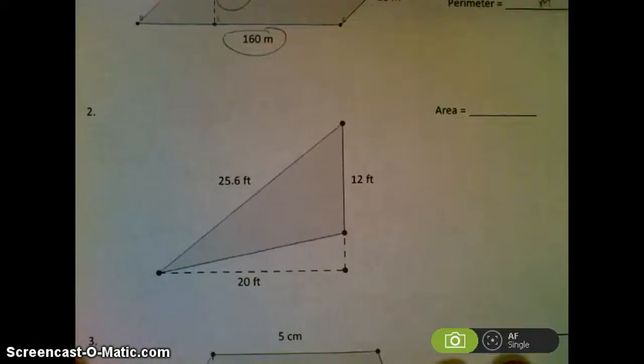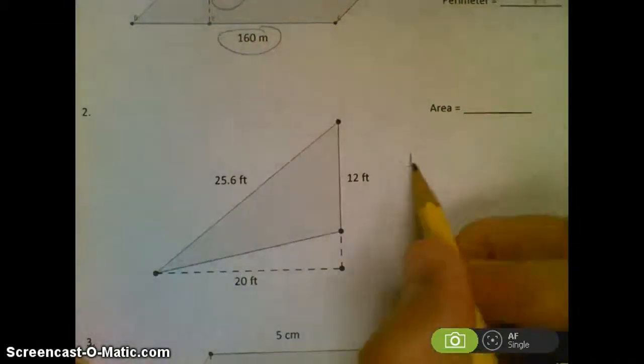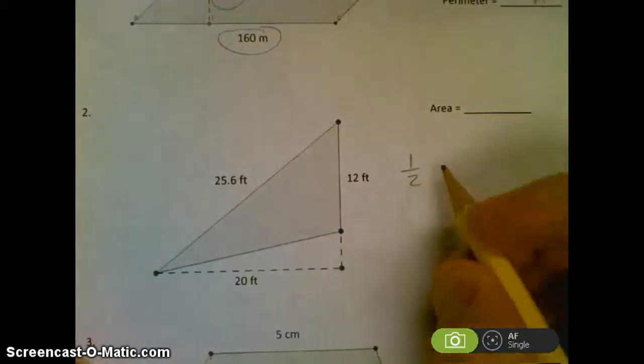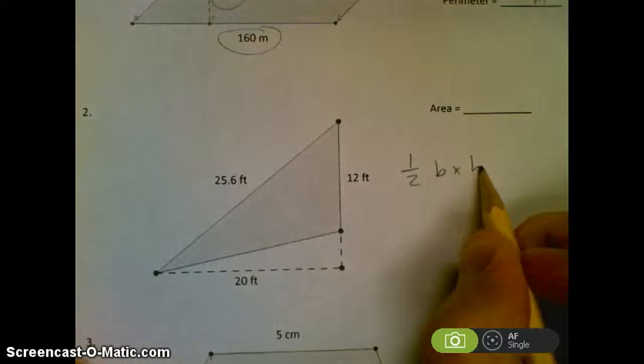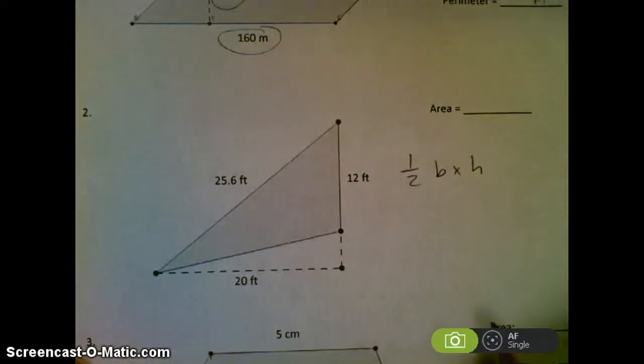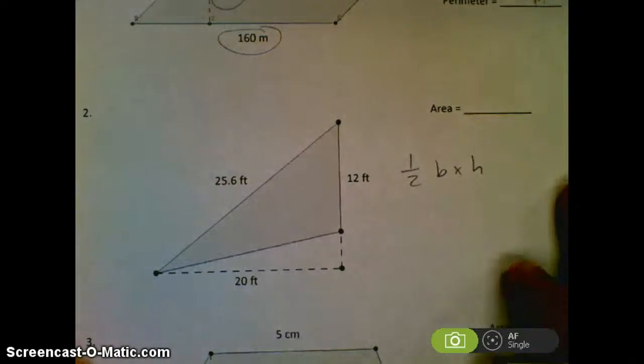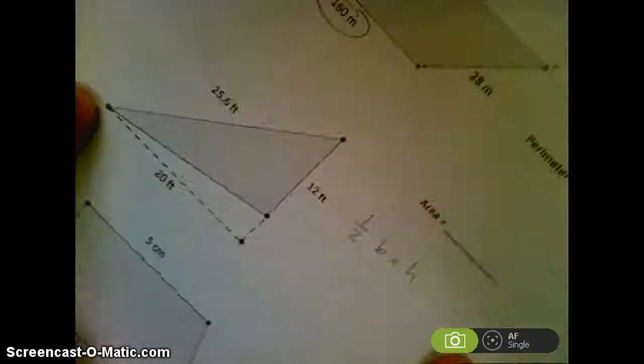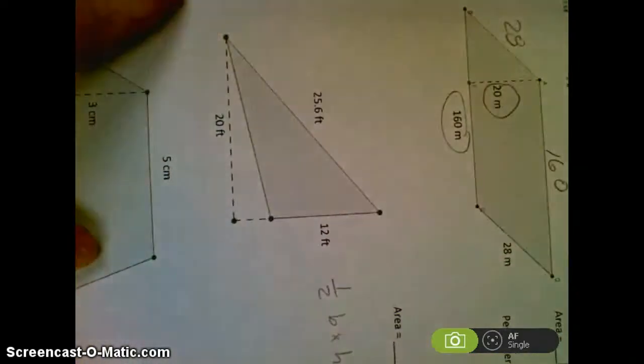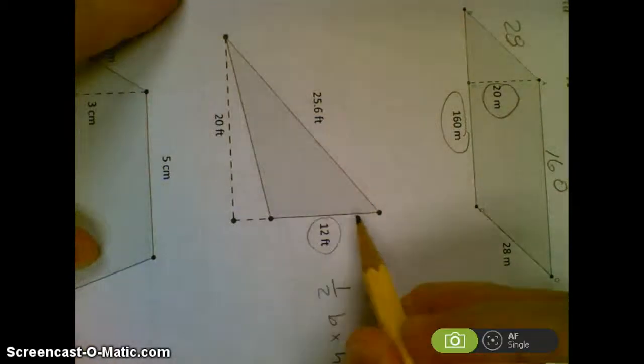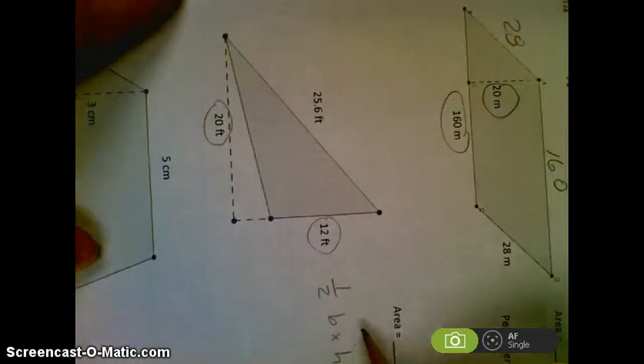Number two looks challenging. You know that the formula for area of a triangle is 1/2 times base times height. But we've never seen a triangle like this. Well, if we rotate this, we can make it into a triangle like one we've seen. There's the base. There's the height. Multiply those two together, take half of that, and you have your answer.